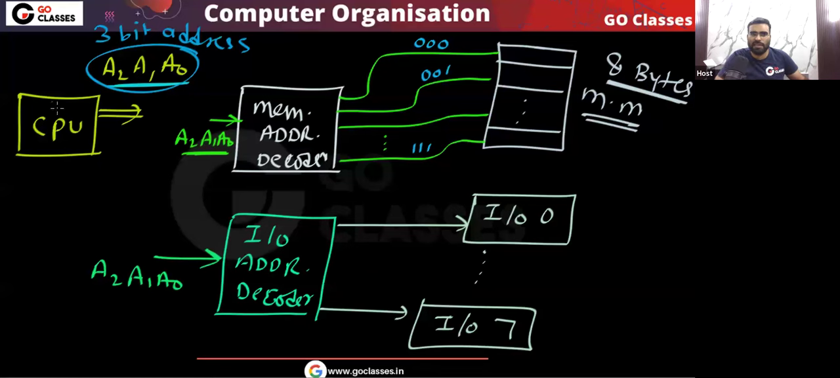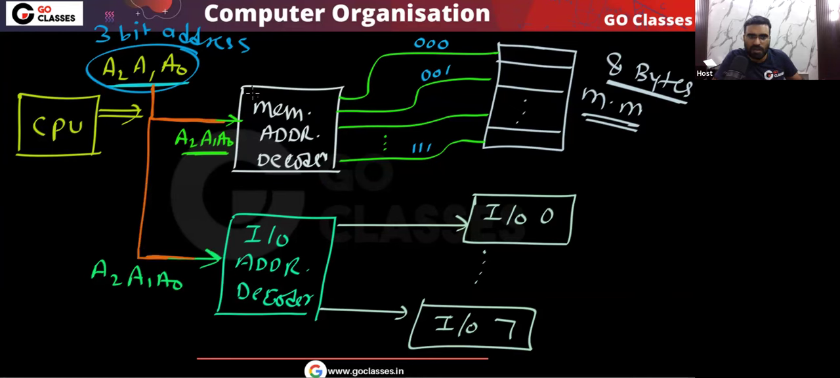So very simple, I am saying that the CPU will generate a 3-bit address. Remember this 3-bit address: if you give it to the memory address decoder, then this memory location will be selected. This same 3-bit address is going here. Notice here, the same 3-bit address is going here, and the same 3-bit address is going here. Okay, is this clear?